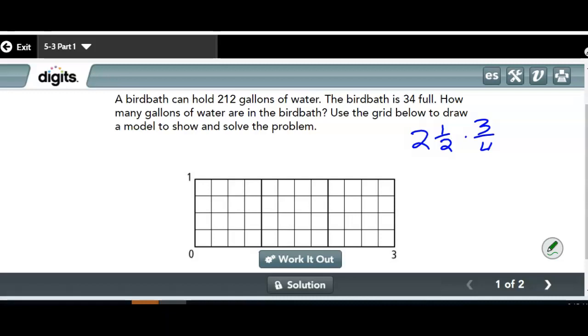Good. So we've made a mixed number into an improper fraction. That's the first thing that you need to do. How do you do that? If you don't remember, quick review: take your denominator times your whole number plus your numerator. So that, just like Ian said, is 5 halves times 3/4.